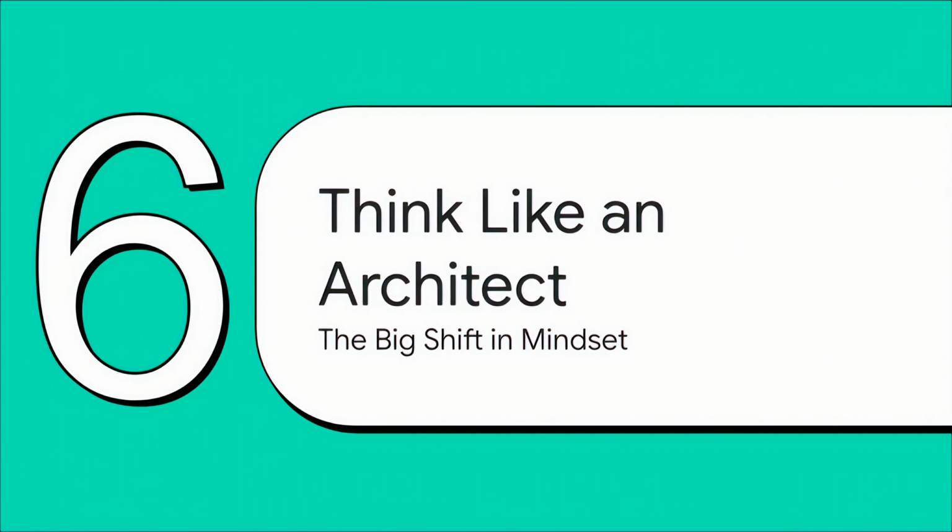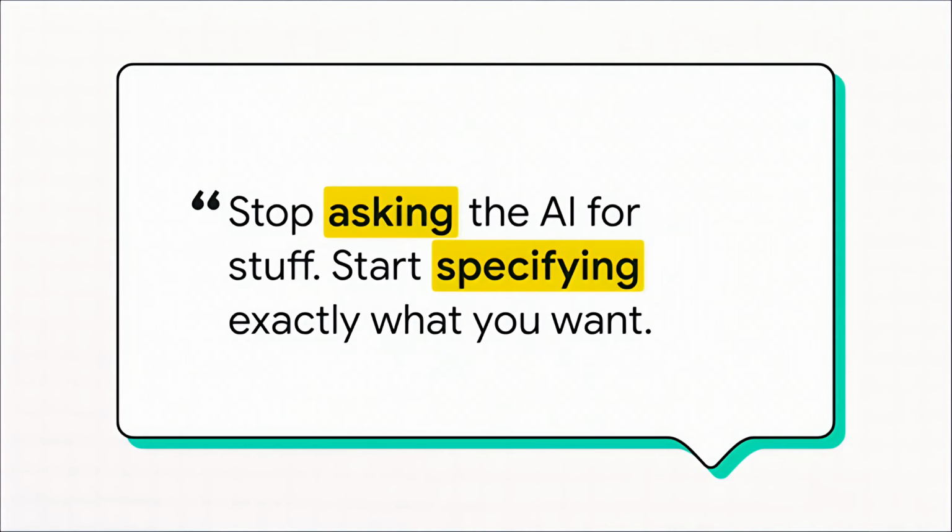You know, using this technique effectively is about more than just learning a bit of syntax. It's really about a fundamental shift in how you think about interacting with AI in the first place. And if you remember one thing from this whole explainer, let it be this. Stop asking the AI for stuff and just hoping for the best. Start specifying exactly what you require. That simple change moves you from being a passive user to being an active director of what the AI creates.